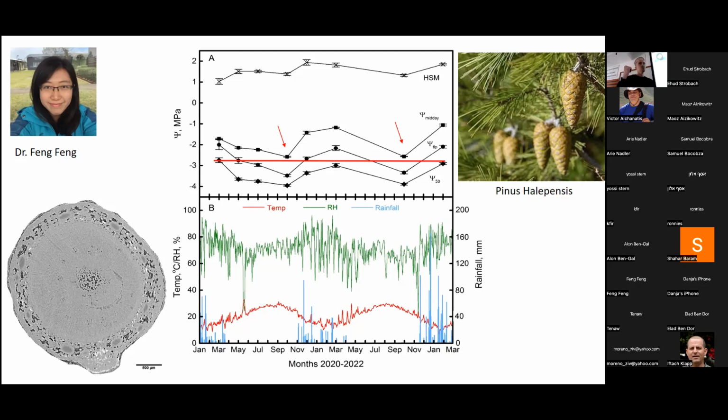Also, Jonathan, whose grapevine experiments I showed you, wanted to do it with other deciduous species to see if it's true for all deciduous species or if it's something unique to grapevines.